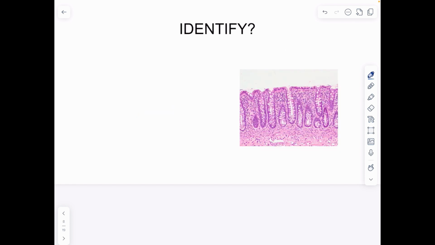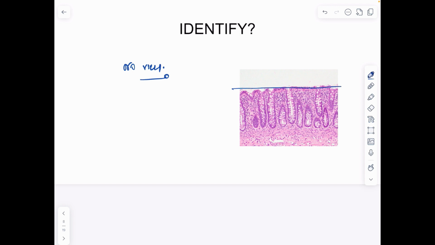Next is for you to identify another slide, which has to be differentiated from the small intestine. That means, what are the key identifying features of the large intestine? Number one, there are no villi. Unlike the small intestine, the large intestine has a flat mucosal surface.